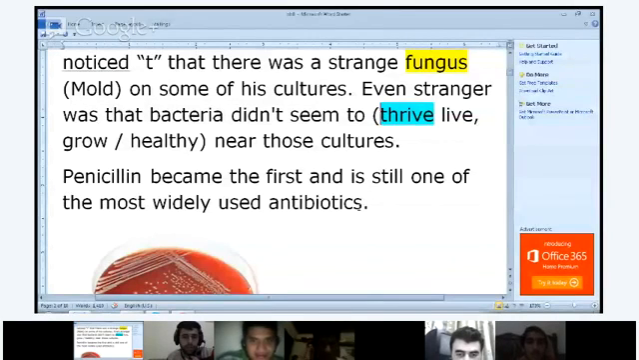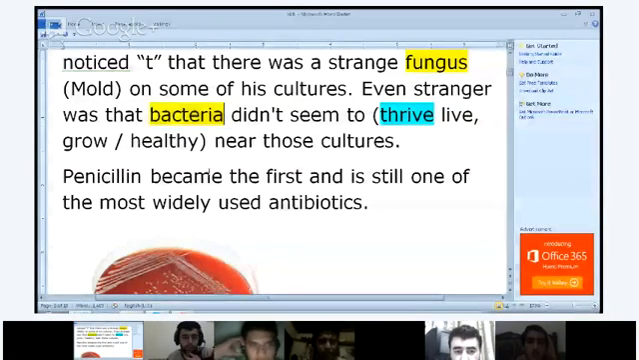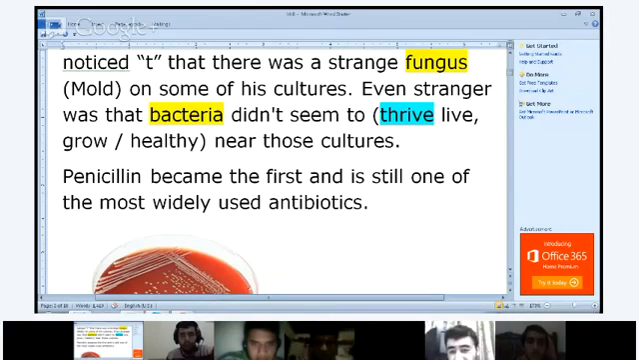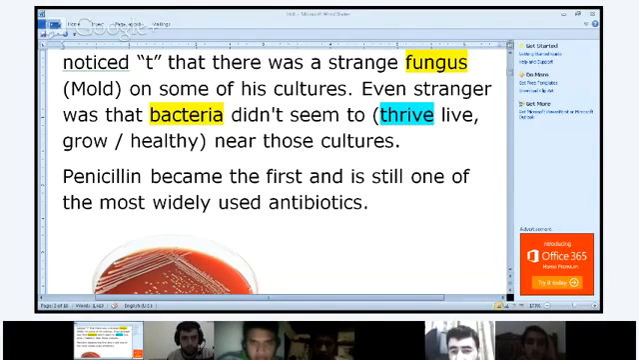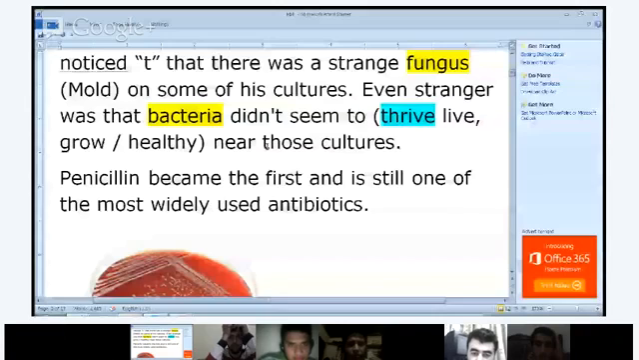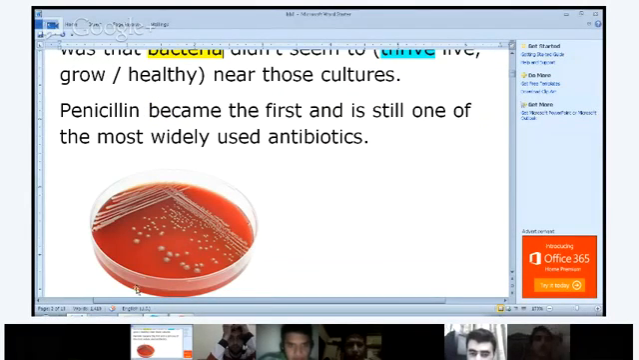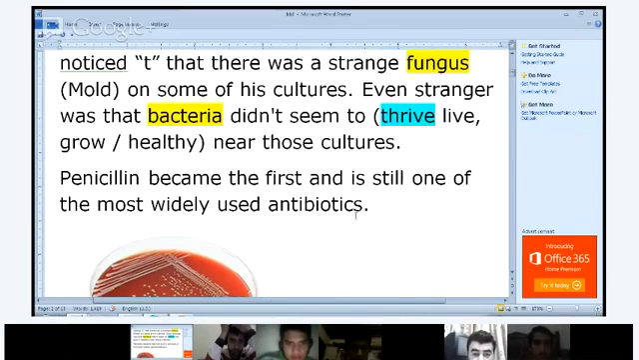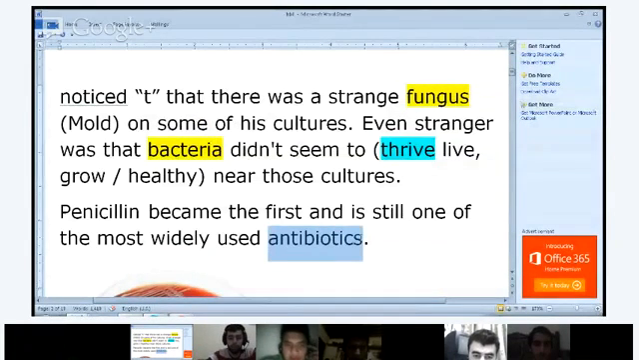And so what we're saying is that something was not thriving. Something actually was dying. It wasn't growing. Bacteria thrive. Okay. So bacteria make you sick. Some bacteria, yes. The idea is that there was mold or fungus growing on the petri dish, and it was killing bacteria. That's what antibiotics do. Antibiotics kill bacteria.